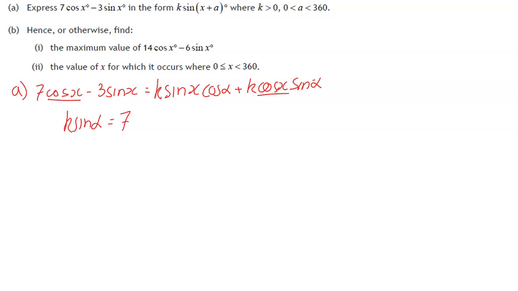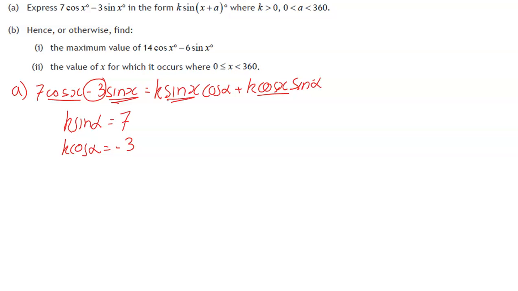I can do the same thing for the other term. I've got sine x here and a sine x here, so again, imagine ignoring them. What's left is k cos alpha, and that's going to be equivalent to what's left here. One thing you need to bear in mind is the sign is vital and important here. So it's not just 3 that we take over, it's actually minus 3. So I get k sine alpha equals 7 and k cos alpha equals negative 3.